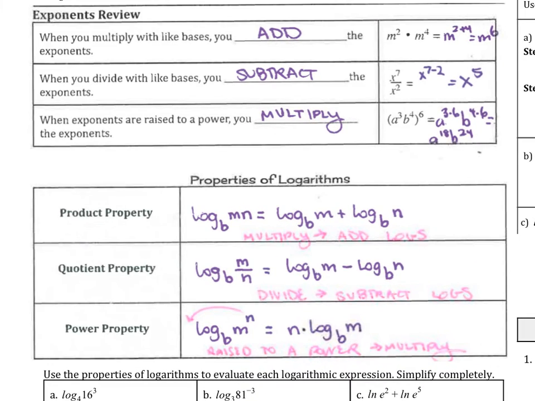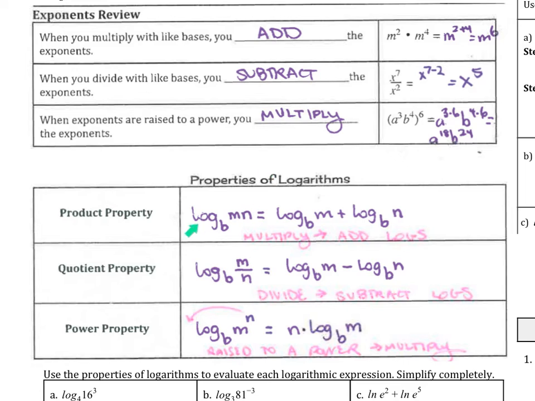The last one is the power property. So just like up above, when exponents are raised to a power, you multiply. So when we expand, we're going to move that exponent to the front, and then now we multiply to that log. So it becomes n times log base b of m. So when it's raised to a power, we take that and move it to the front, and it's multiplying.